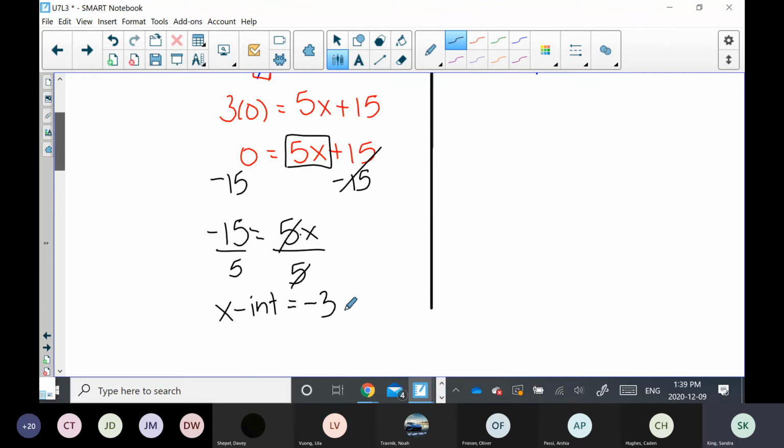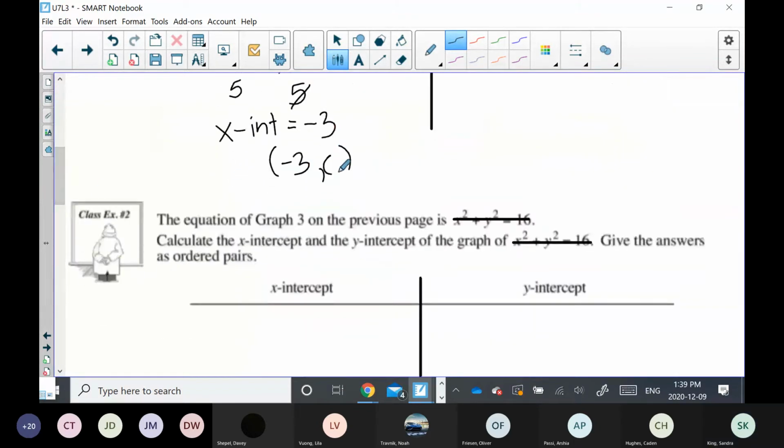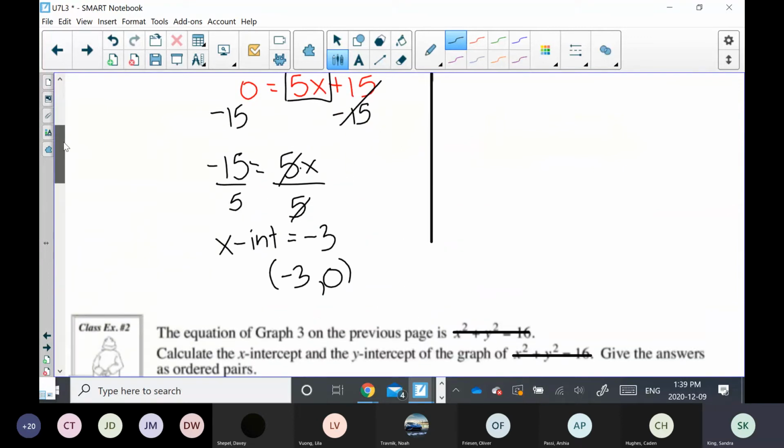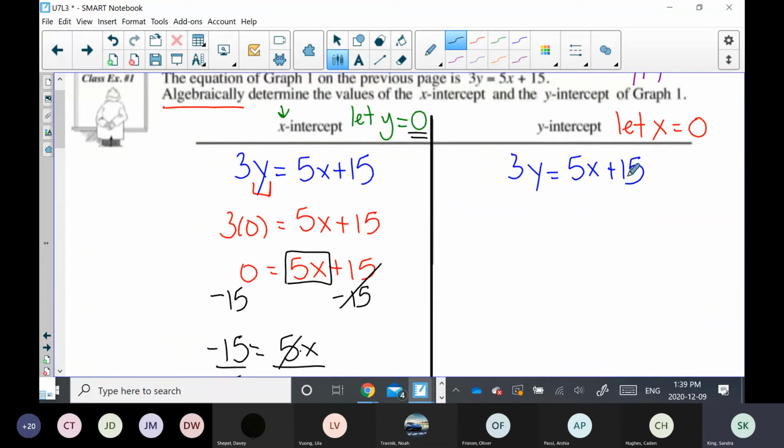What you always must do once you have an intercept is you must always write what the ordered pair was. So x is negative 3. And what was y? If it's an intercept, y is 0. Negative 3, 0.